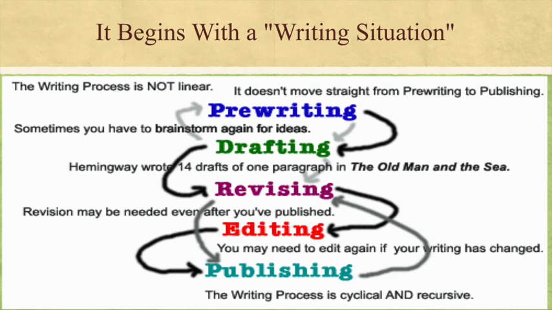And while we have identified these different processes or different steps in the process, like pre-writing, drafting, revising, editing, and publishing, as you can see, these arrows demonstrate that that happens in this nice back and forth motion, right? So it says the writing process is not linear. It doesn't move straight from pre-writing to publishing. Sometimes you have to brainstorm again for ideas. Hemingway wrote 14 drafts of one paragraph in The Old Man and the Sea. Revision may be needed even after you've published. You may need to edit again if your writing has changed. The writing process is cyclical and recursive.